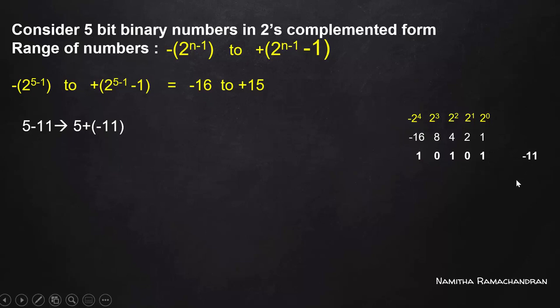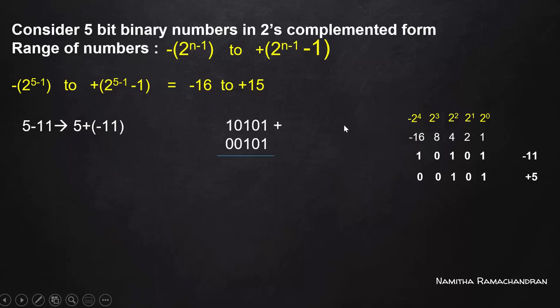Next, for the representation of positive 5 in 2's complement form using 5 bits: positive 5 means the sign bit is 0, so we can directly put a 0 here. Using the remaining positional weightages, 4 plus 1 is actually 5, so we put a 1 here and a 1 here also. So this is the 2's complement representation for positive 5 using 5 bits.